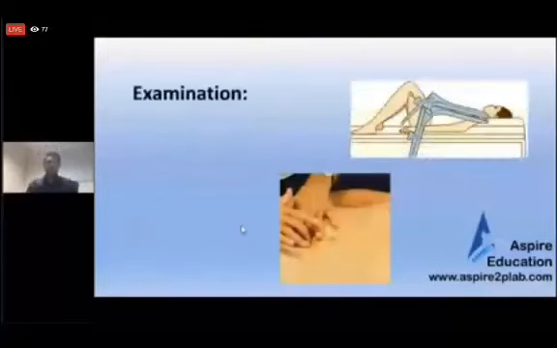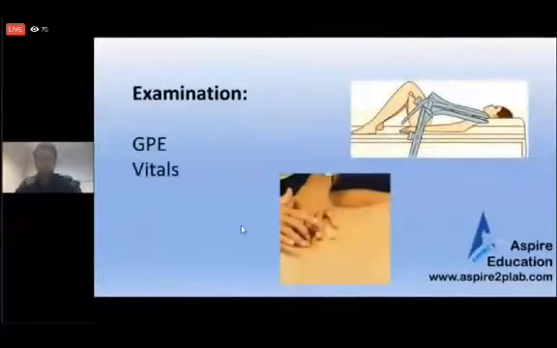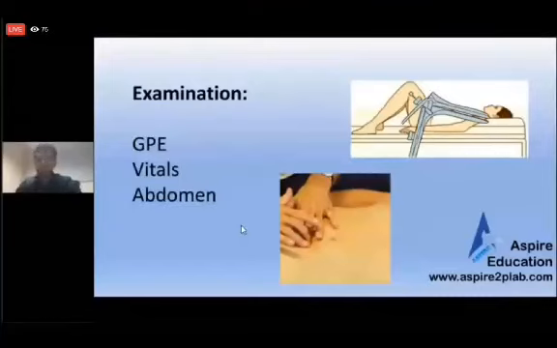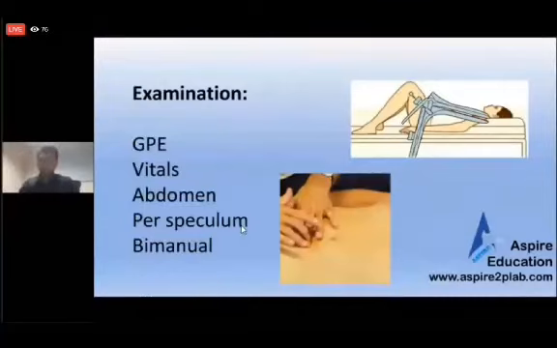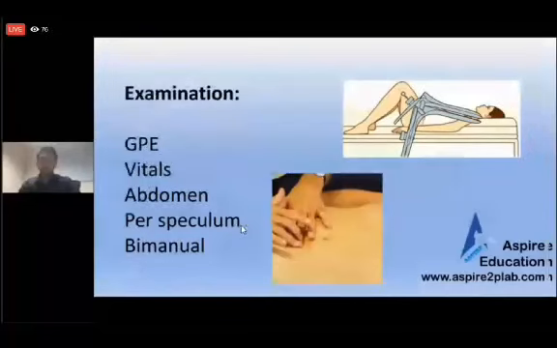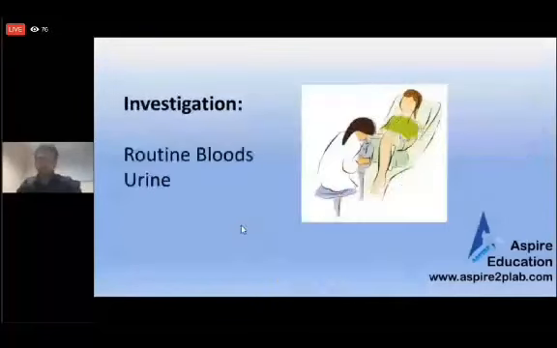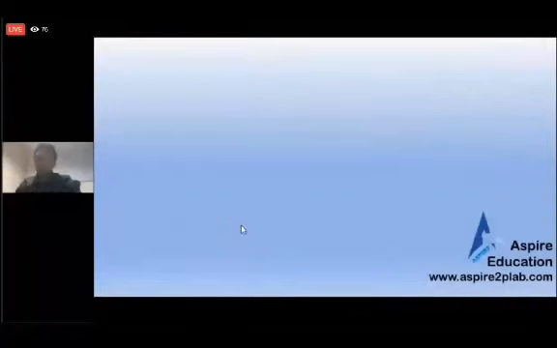So now what's the management plan? You examine first. What examinations do you do? You do physical examination, vitals, abdominal examination, bimanual examination, and speculum examination. If there is any discharge, you also send some sample. So what are the investigations? Routine bloods, urine investigation, cervical swab, and an ultrasound scan to see the level of inflammation in the pelvis.